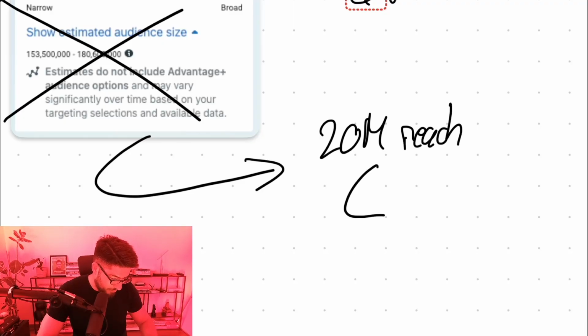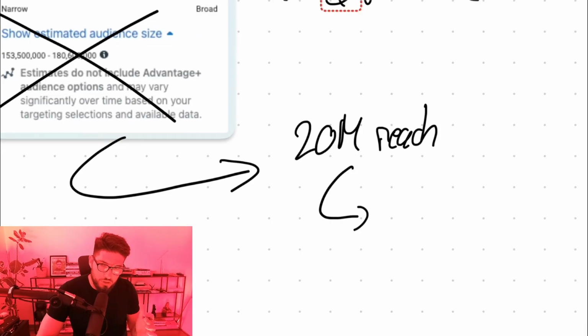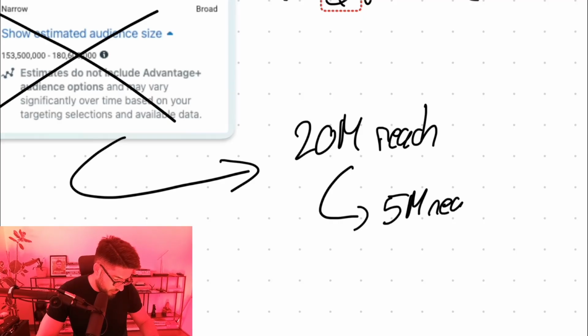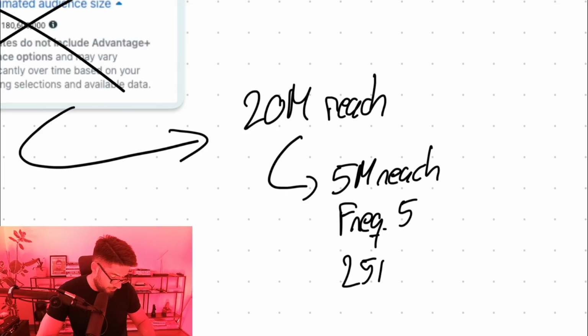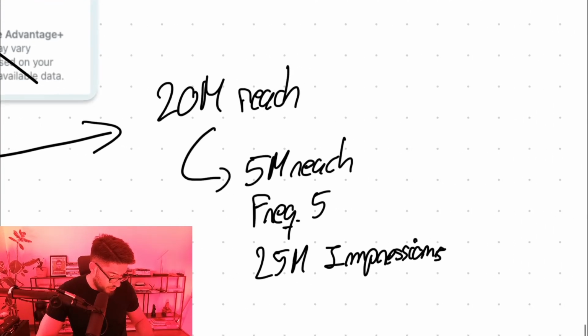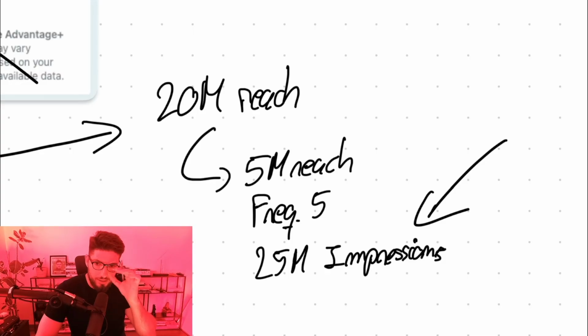But usually what's going to happen is the algorithm is going to be biased towards a certain type of person, and then you're going to have 5 million reach at a frequency of 3, or depending, let's say yearly, at a frequency of 5. And you're going to have 25 million impressions. Facebook will charge you for the impressions, the CPM, so for them this is okay. And you're not growing, because you're not reaching new people.